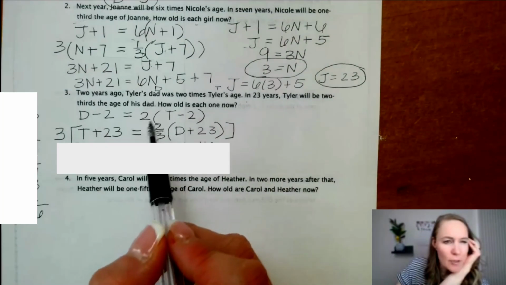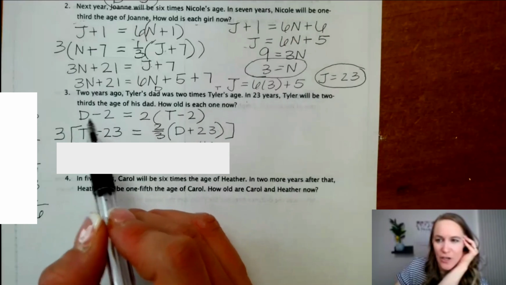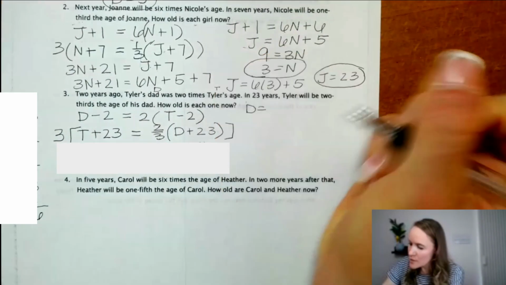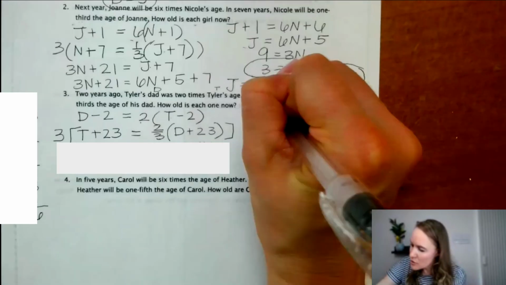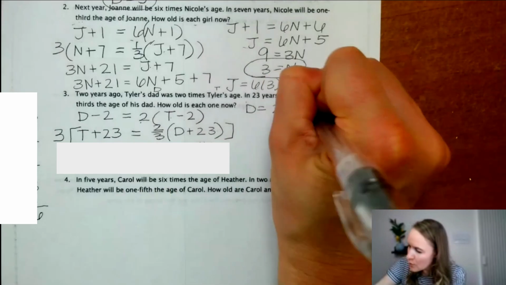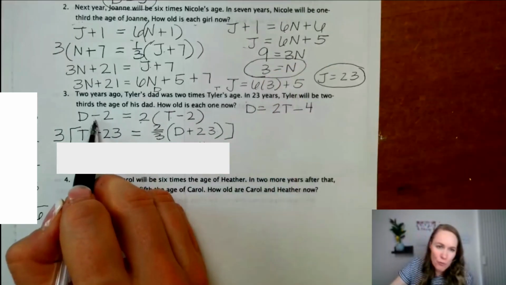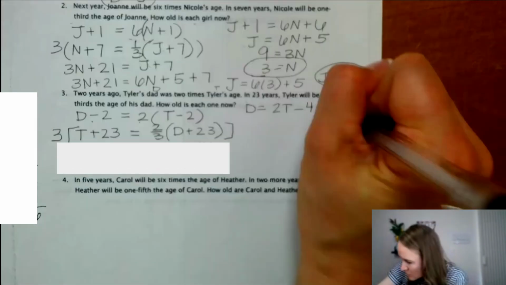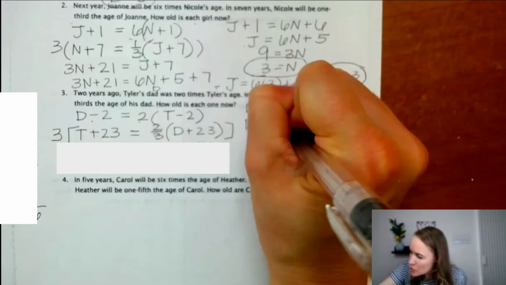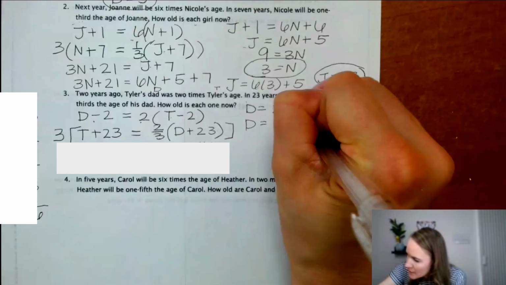I think what I'm going to do is I'm going to solve for D here and then plug it in. So D equals 2t minus 2 times 2 is 4 minus 4. And I'm going to add over 2 to the other side. Okay, that means D equals 2t minus 2.